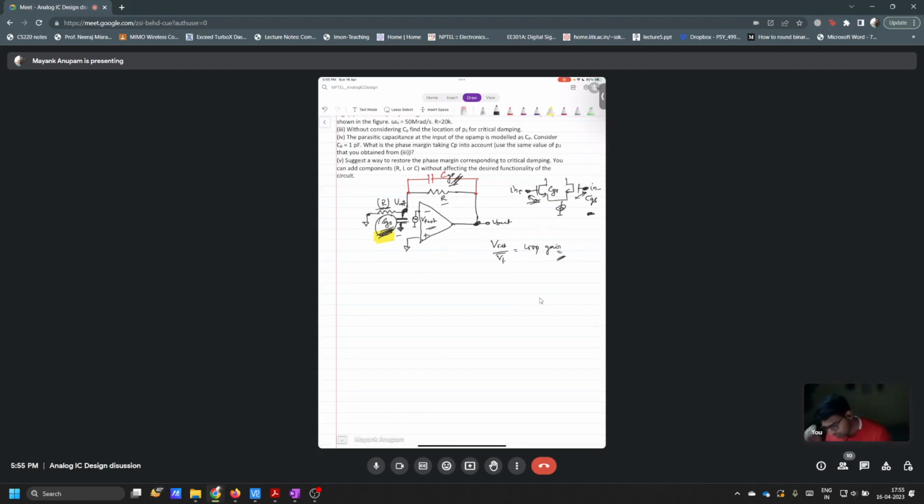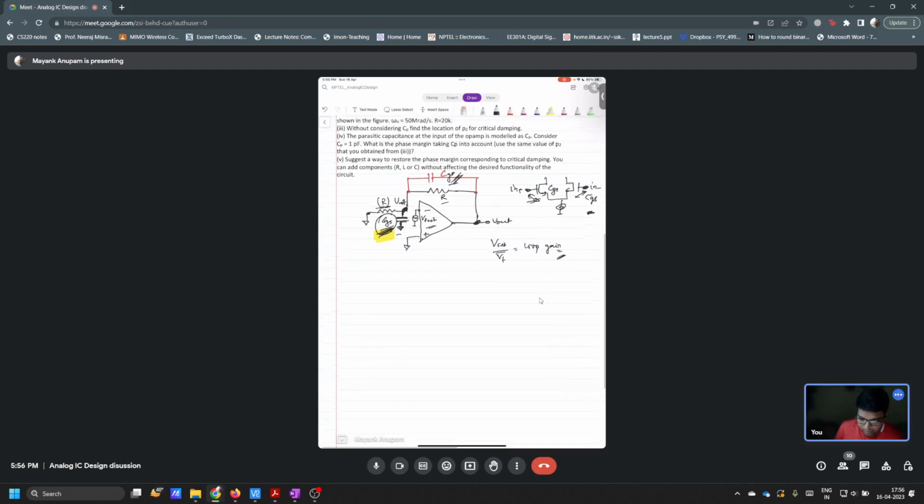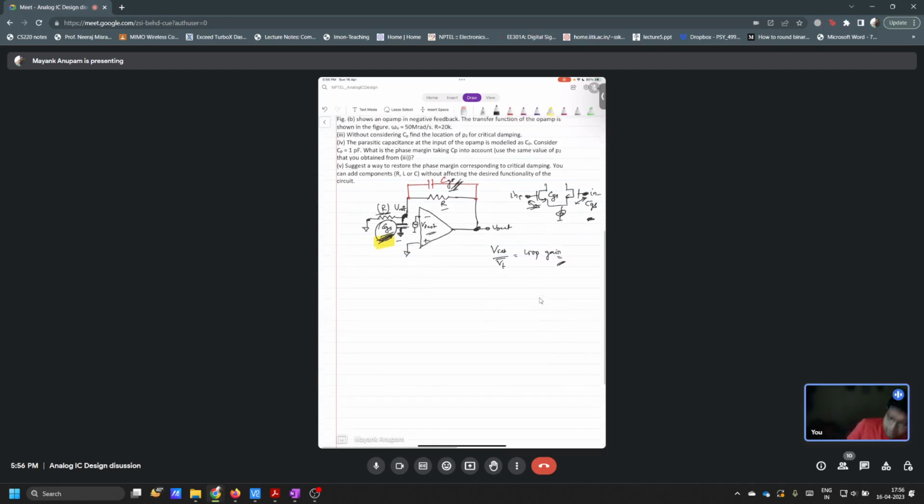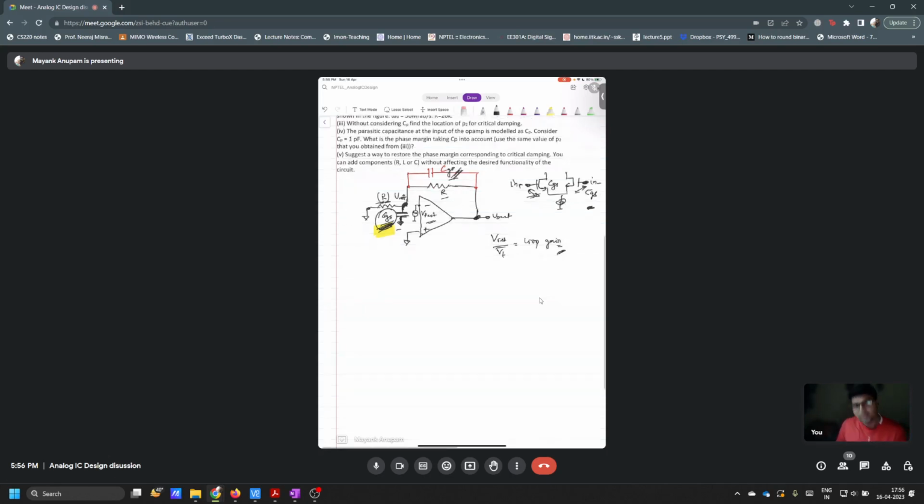It adds another pole, sir. No, not exactly. It does not add any pole in the loop gain expression. Sir, resistor mismatch. Yeah, those things are there, but let's say that is also okay.